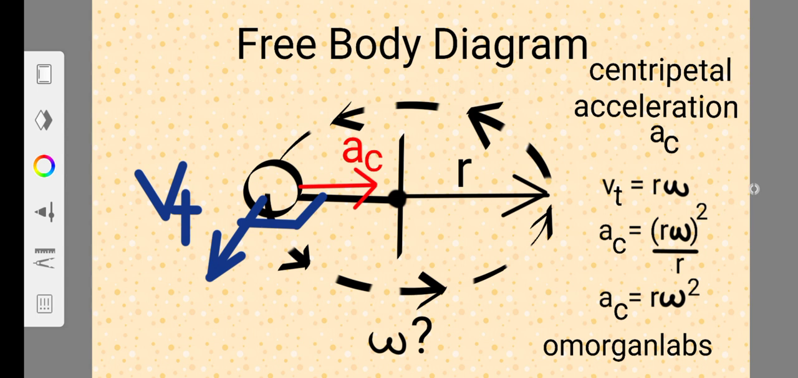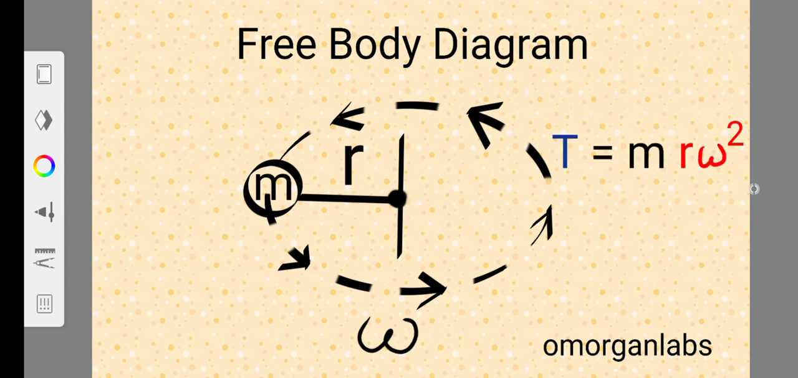Plug everything in. It's like an algebra problem now. So r omega, squared, divided by r. That'll give you your centripetal acceleration. You simplify everything and you get centripetal acceleration equals r omega squared. And that's what we're going to use to solve the problem. See how easy that was? So at this point, you have all the information, all the ingredients to solve for the tension in a string that's spinning a mass at constant angular velocity or in uniform circular motion.